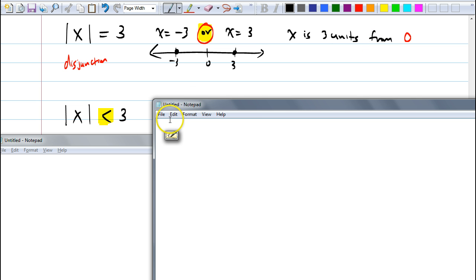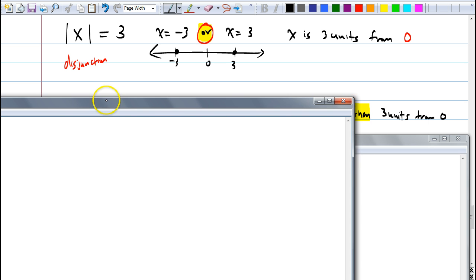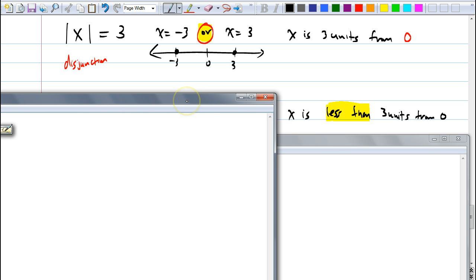X has to be what? Look at the symbol. What symbol do we have? Less than. So we're looking for x that is less than 3 units from where? 0. This is what it means, guys. We're looking for x that is less than 3 units from 0.